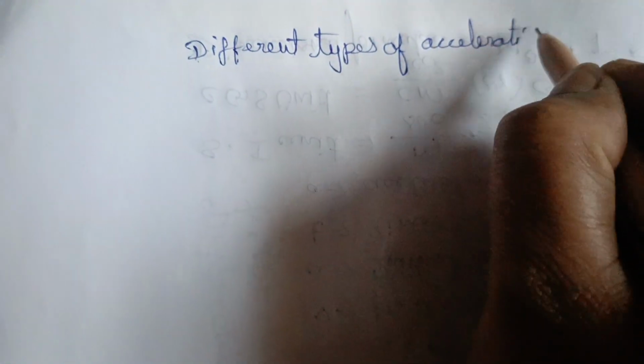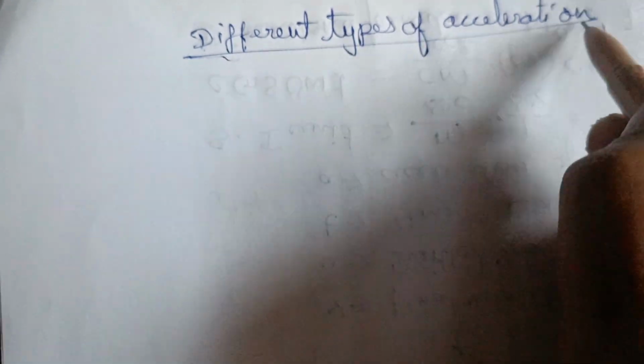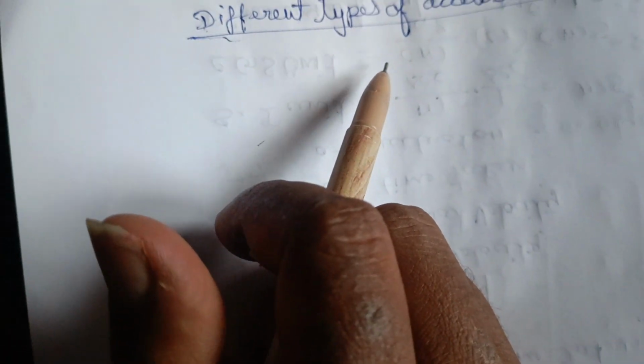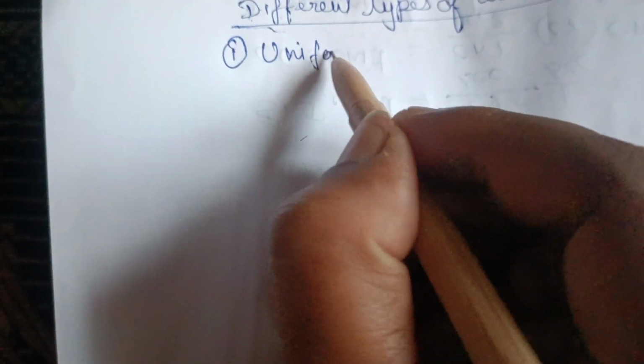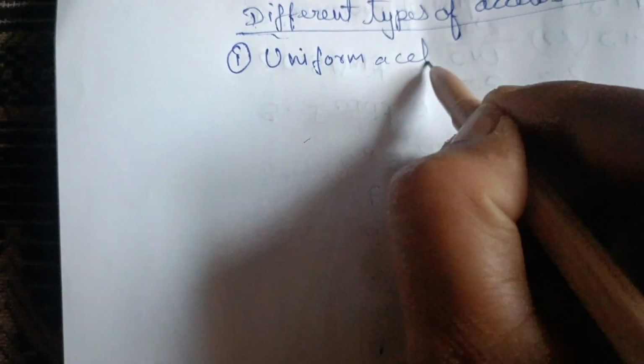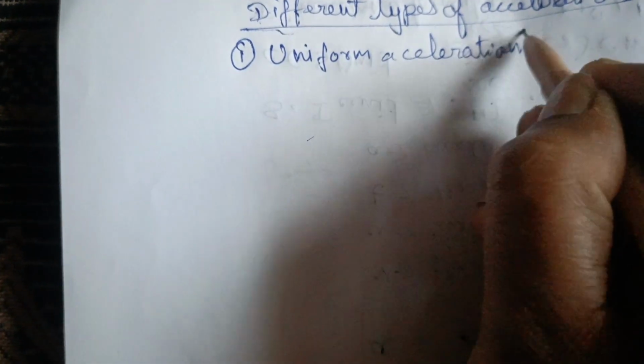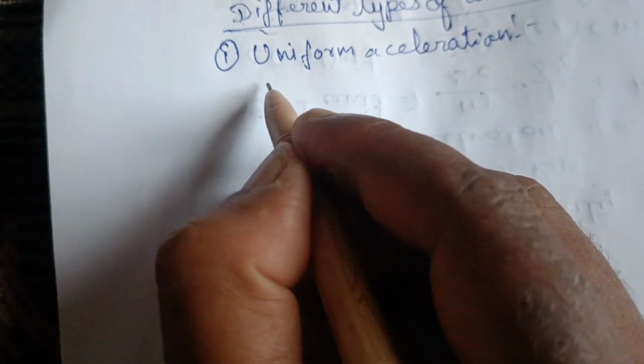Next we are going to discuss the different types of acceleration. What are the different types of acceleration? First we would like to start with uniform acceleration. Let us start with the uniform acceleration. How will you define it?